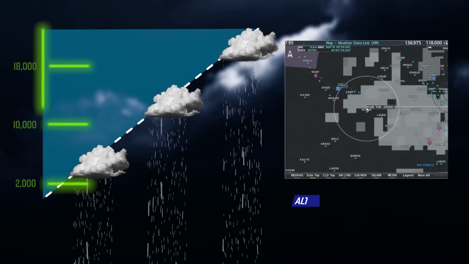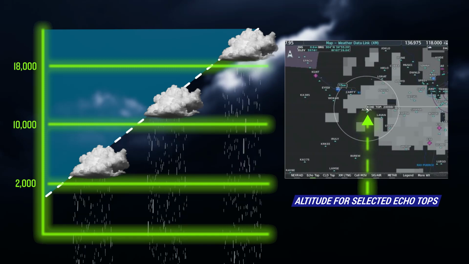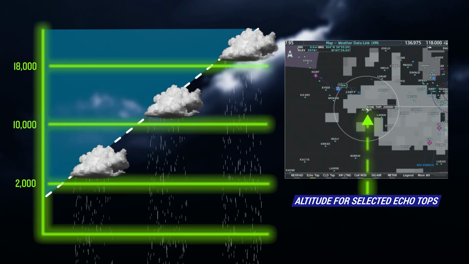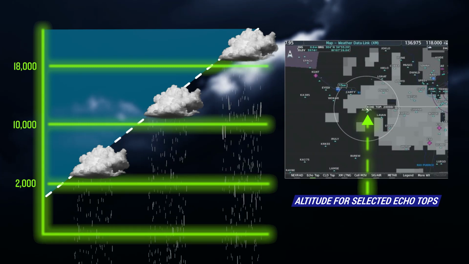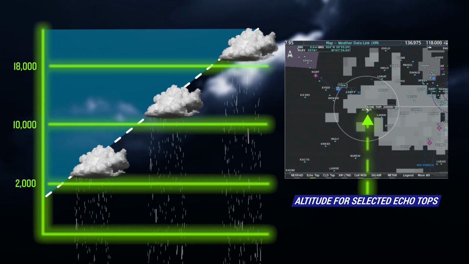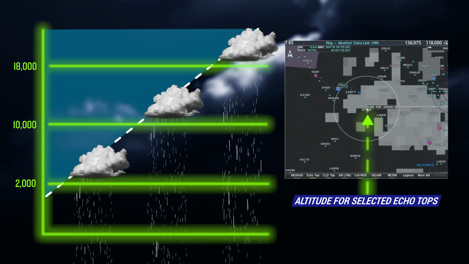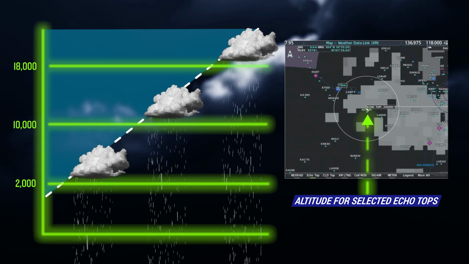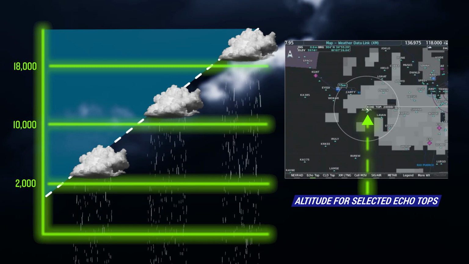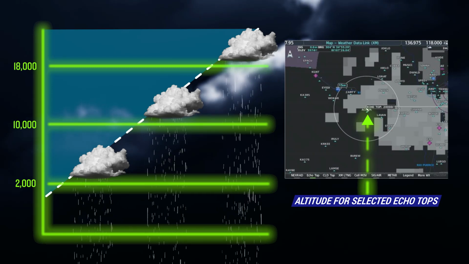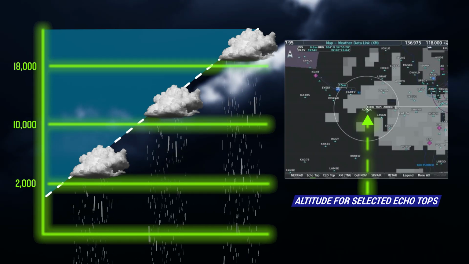Echo tops are derived from NEXRAD radar returns and indicate the highest altitude at which precipitation is sensed. The echo tops product shows both the location and elevation of the highest radar echo. The highest radar echo does not indicate the top of a storm or clouds. Rather, it indicates the highest altitude at which precipitation is detected.